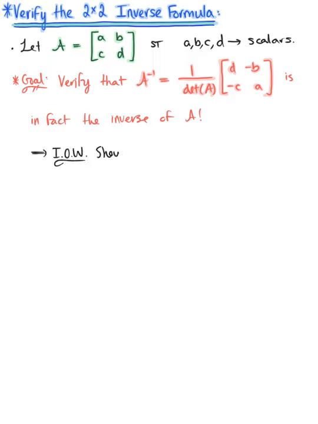So, in other words, we need to show two things. We need to show that matrix A multiplied by this inverse is equal to the 2 by 2 identity matrix. And since matrix multiplication is not in general commutative, we also need to show that the reverse holds true, that this inverse formula multiplied by matrix A is also equal to the 2 by 2 identity matrix. So in order for this formula to be true, both cases must hold.